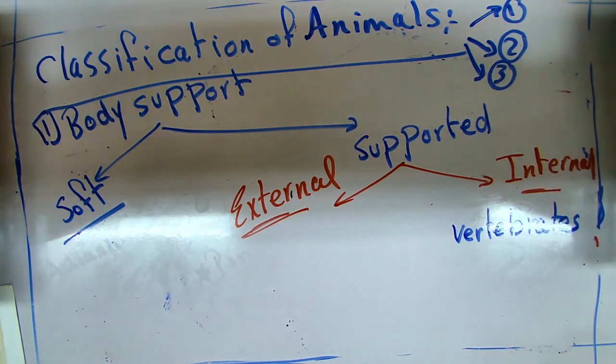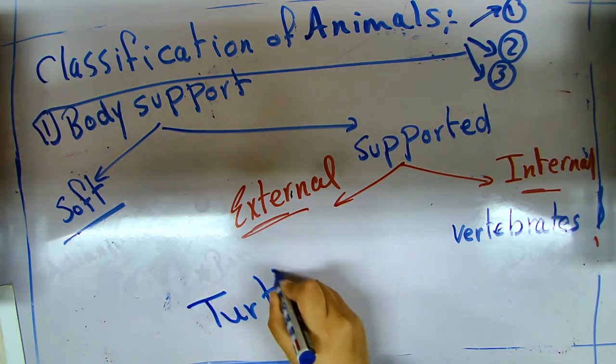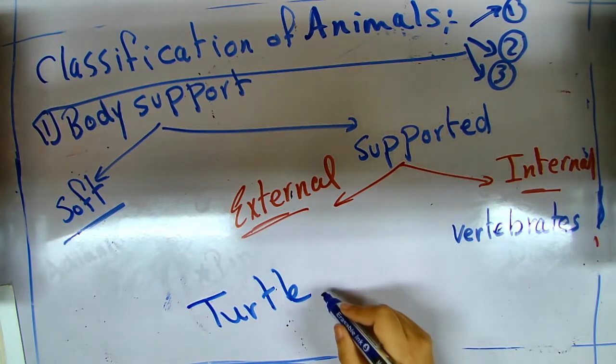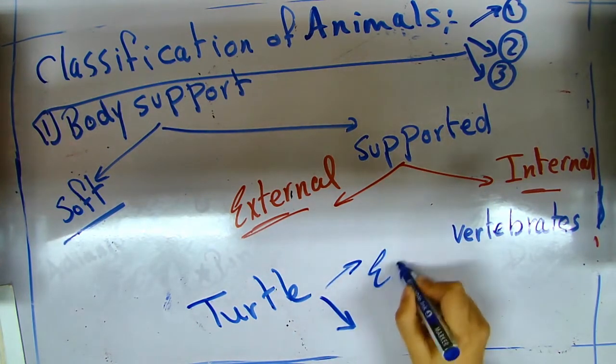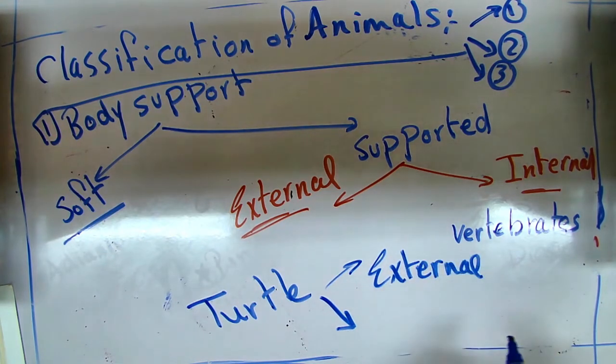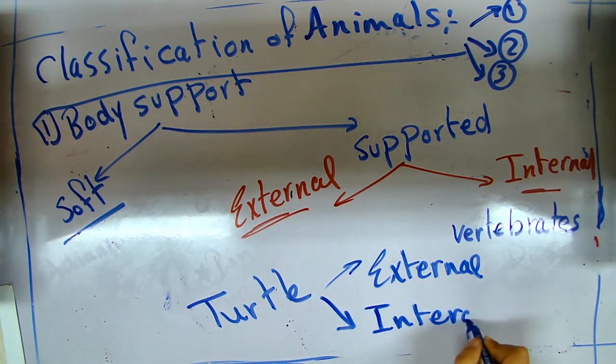They are animals which have a backbone or vertebral column and they have bones, such as fish, reptiles, birds, mammals. We can take an example for mammals like the cow, and from reptiles, crocodiles. But the turtle has two types of supported body. It has external support because it has the shell, which covers its body, and also it has internal support because it has bones or skeleton inside it. The turtle has internal support and external support.